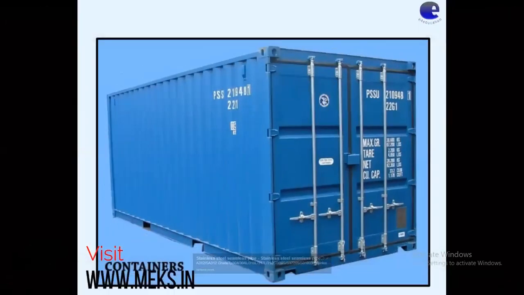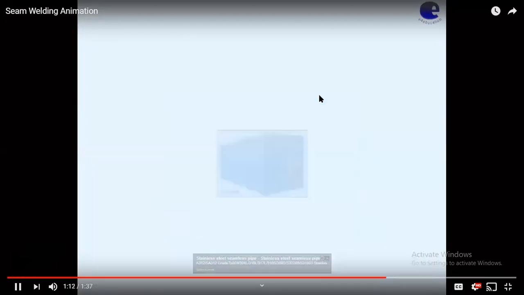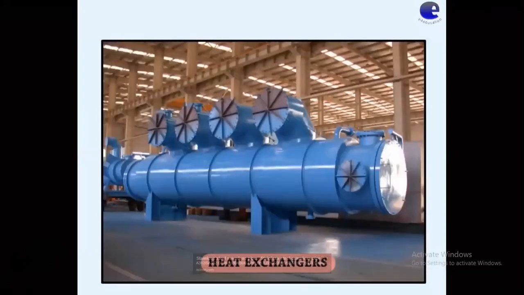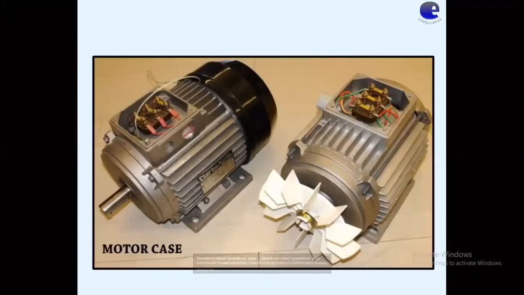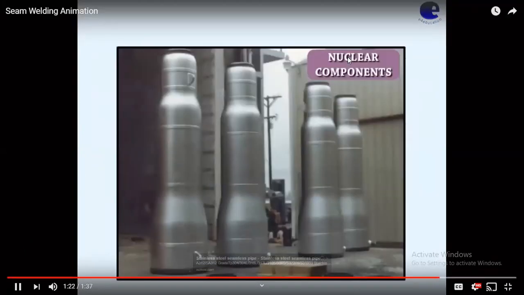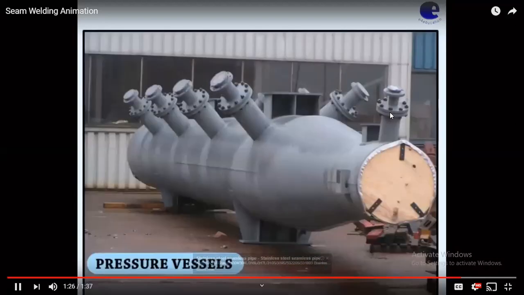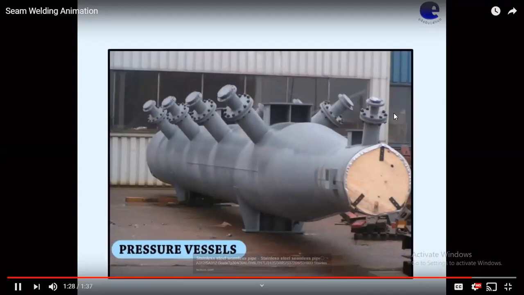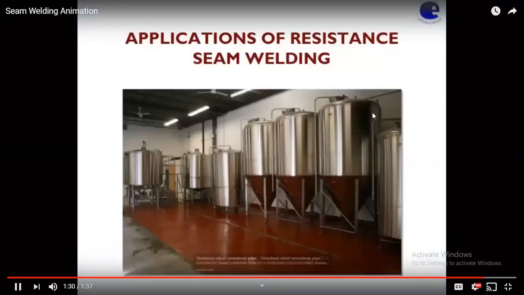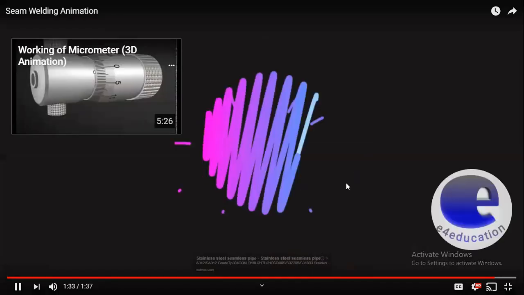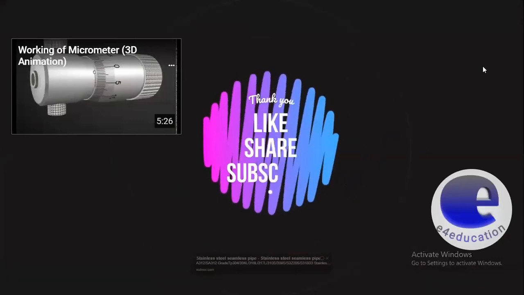Okay, any kind of cans, any kind of containers where it has to be made leak proof, any kind of heat exchangers, motor cases, nuclear components, okay. So these are seam welded. Pressure vessels also, okay. Boilers. Yes, boilers, sir.